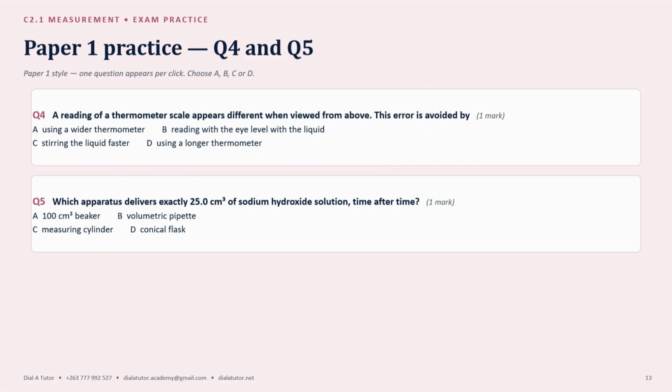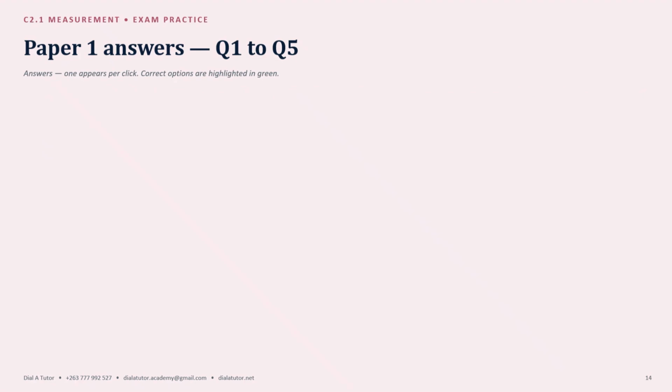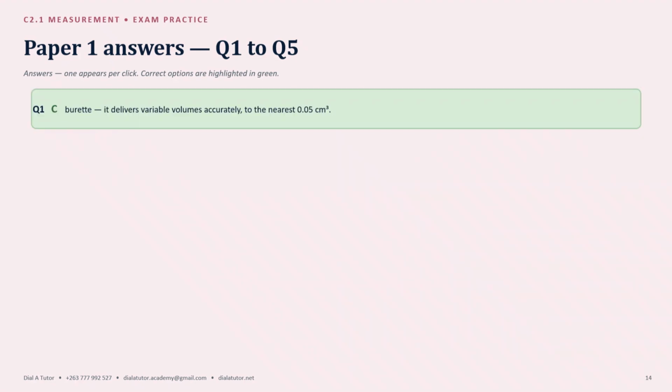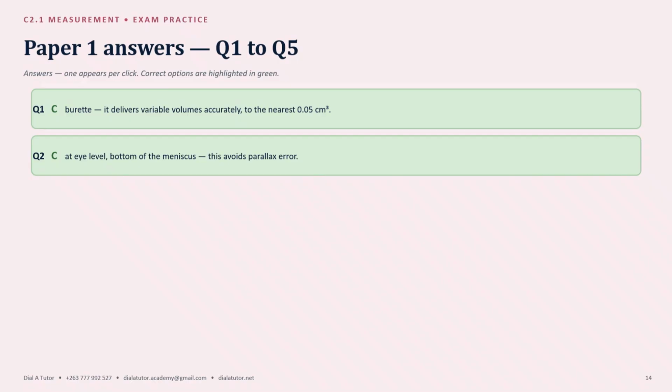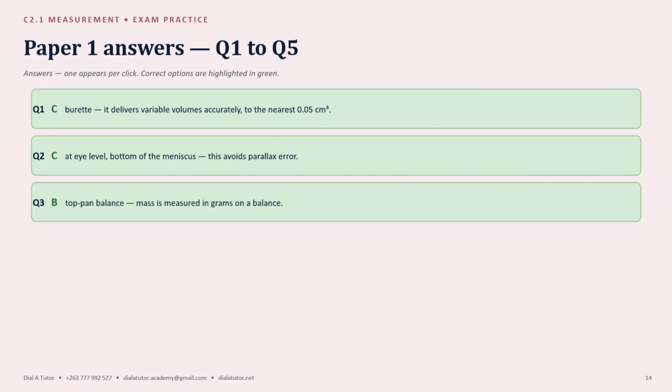So now we want to look at our answers before we go to the structured questions. Number 1, C. Burette. It delivers variable amounts accurately to the nearest 0.05. Number 2. The answer for number 2 is C. At eye level, the bottom of the meniscus. This avoids parallax error.